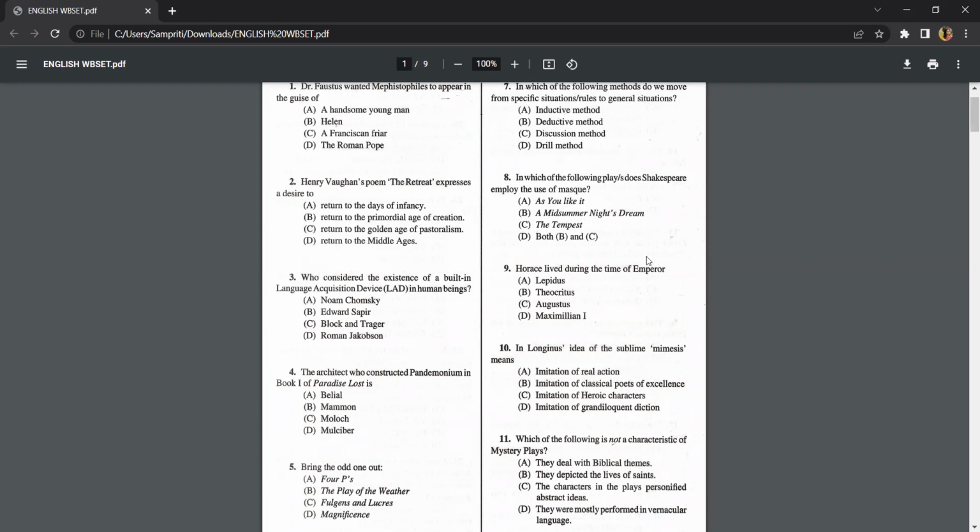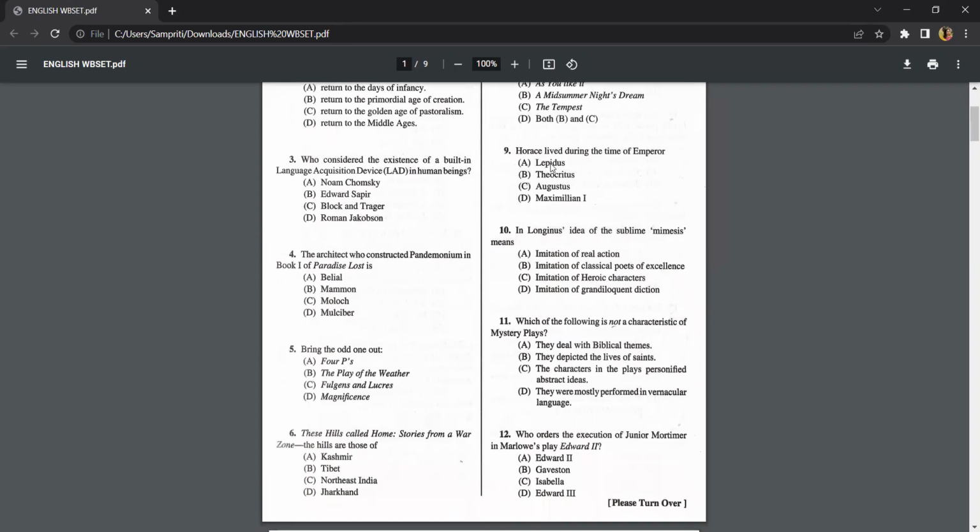8. In which of the following play or plays does Shakespeare employ the use of mask? This is confusing because in The Tempest, he uses a mask as a separate part, and A Midsummer Night's Dream, the whole play is structured as a mask. So I'm kind of confused between C and D. Option C, which is only The Tempest, and option D, both B and C. Okay, so C and D, I'm confused between these two.